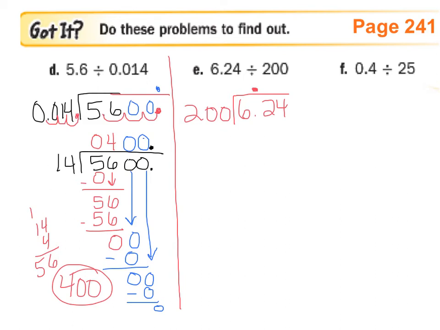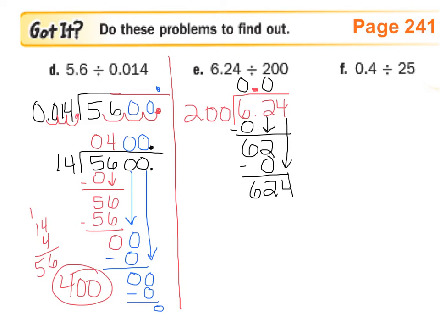So 200 goes into 6 0 times. Bring down the 6, and I get 6 when I subtract. Bring down the 2. 200 goes into 62 0 times. So 0 times 200 is 0, and I get 62. Now I'm going to bring down the 4, and 200 will go into 624 3 times, because I know 3 times 2 is 6, and 3 times the zeros are both 0. Subtract and I get 24.